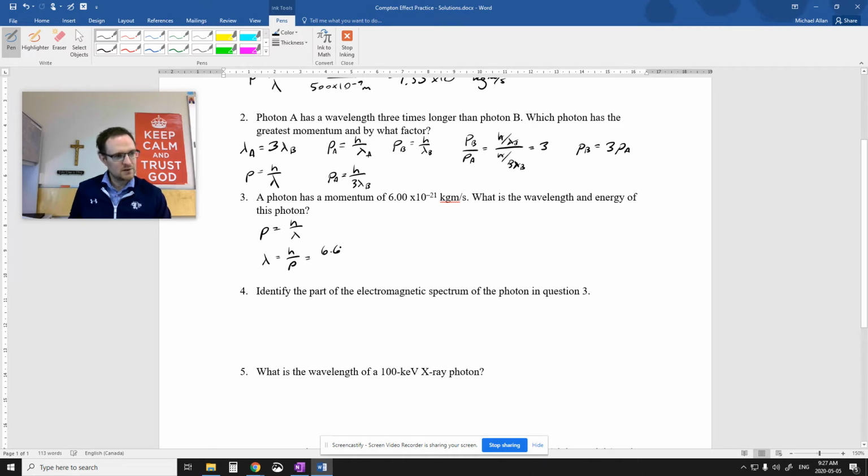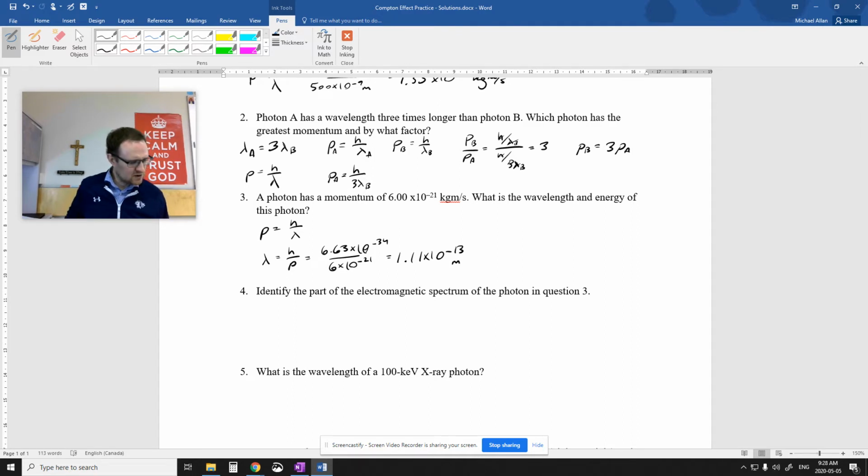I've got to use the 6.63 number. That's a horrible number there. And there we go. Okay, let's see what we have here. So we've got 6.63 e to the negative 34 divided by 6 e to the negative 21. So I get a wavelength of 1.11 times 10 to the negative 13 meters. Okay, that's a really small one. I'm not going to bother changing that to nanometers there.